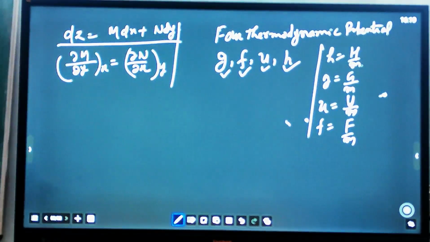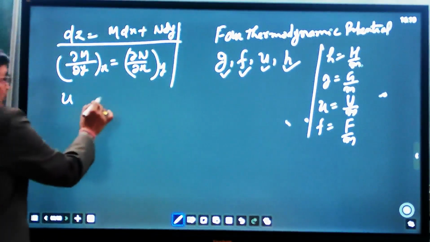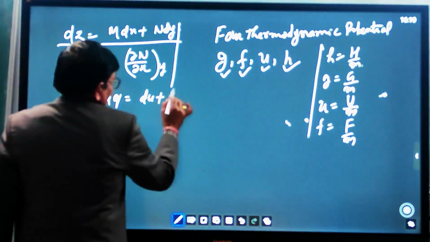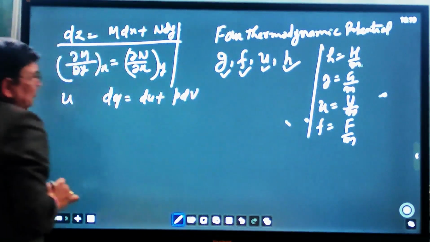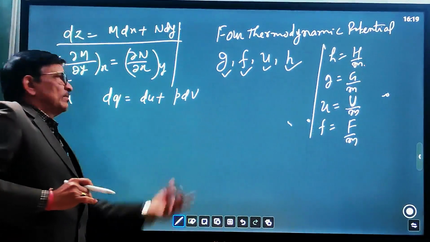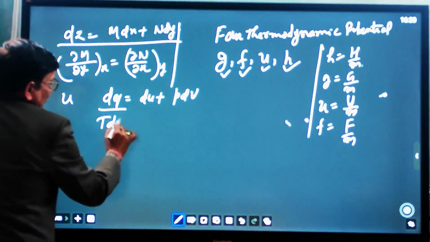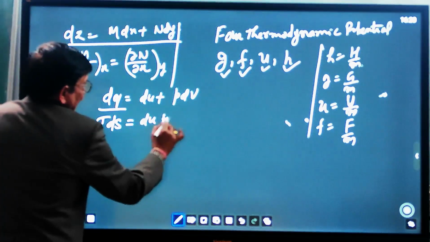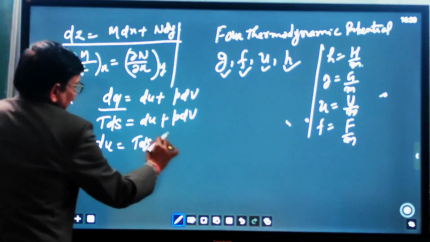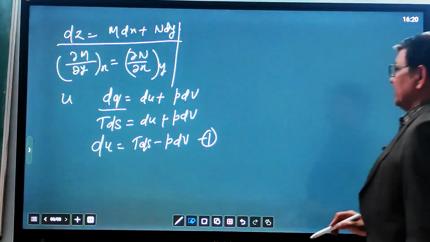So first we take internal energy U. You know that for internal energy, dq equal to du plus pdv. This equation says heat given equals change of internal energy plus work done at constant pressure. So you can write dq equal to TdS, that is TdS equal to du plus pdv. So du equal to TdS minus pdv. This is your first relation: du equal to TdS minus pdv.